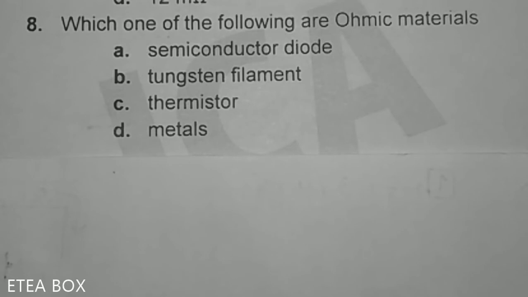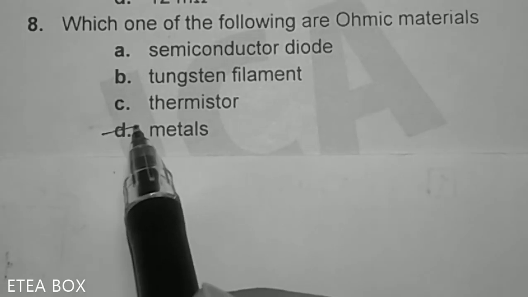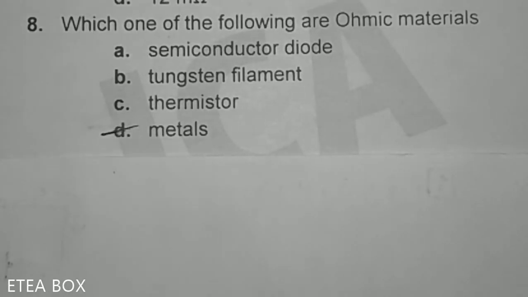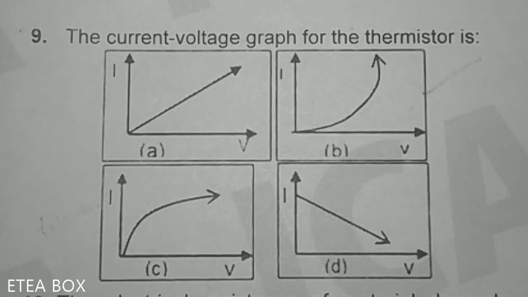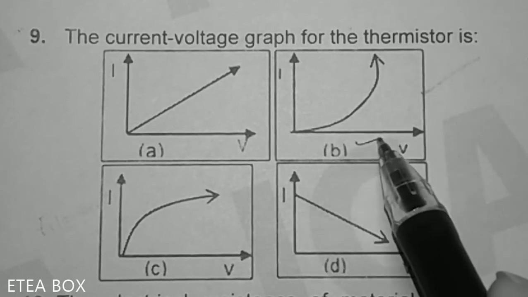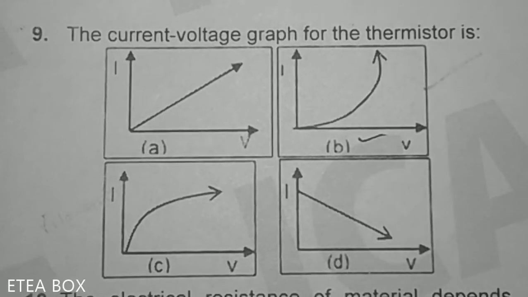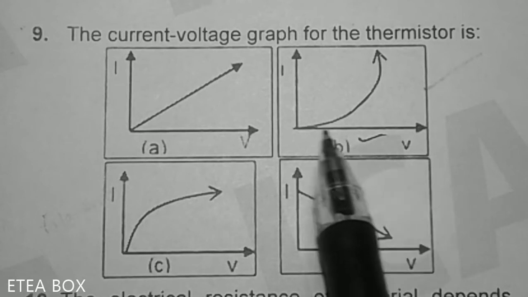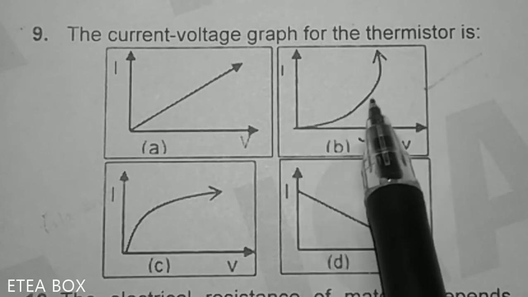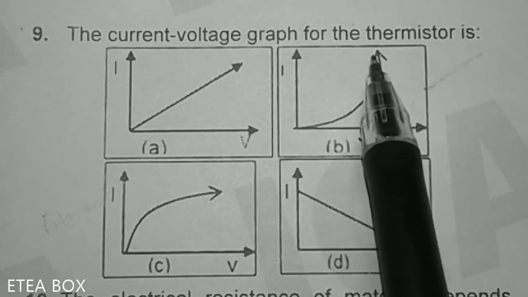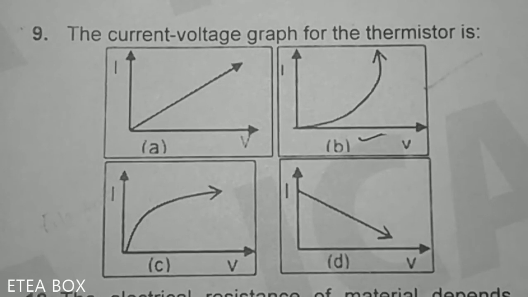Which one of the following is an ohmic material? We know that metals are ohmic materials. Option D is correct. The current voltage graph for thermistor is option B. This one is the current voltage graph for thermistor. When the voltage increases, the current also increases sharply. Look here, the slope is steep and resistance decreases in this case.